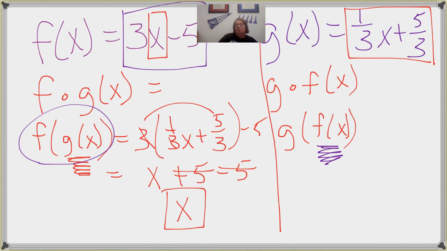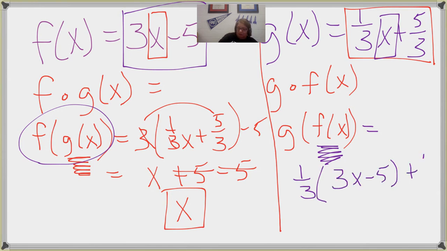Remember with the numbers, we took what was in the parentheses, we plugged it into the function. That's what we're going to do here, but instead of a number inside the parentheses, we have f of x, which is 3x minus 5. So take 3x minus 5 and plug it in for this x. So we have 1/3 in place of the x, 3x minus 5 plus 5/3. Plus 5/3 came from here.